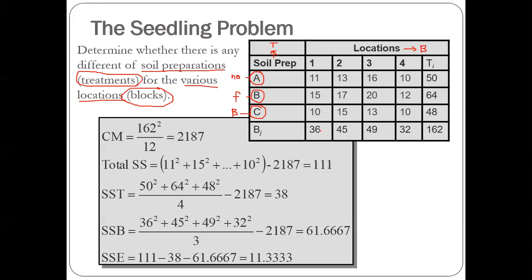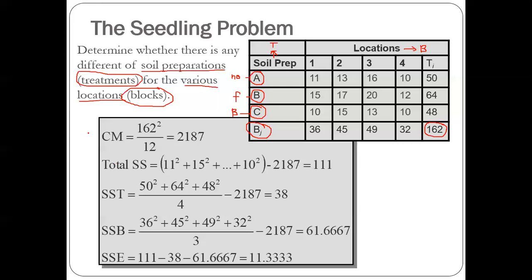Okay, so you must also get the value of block. So now for 3 blocks, for the first location we have 36, and then 45, 49, and 32. So the total value for treatment and block is 162. Okay, now let's proceed to the first step.